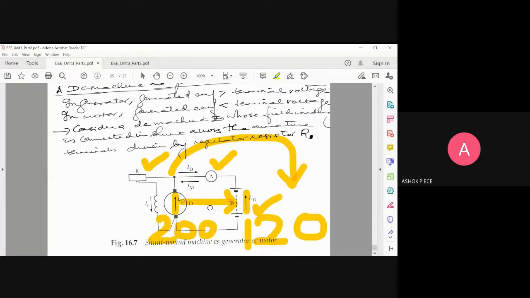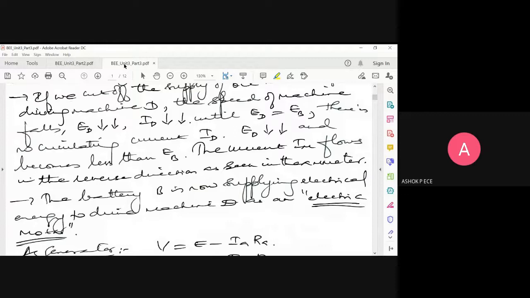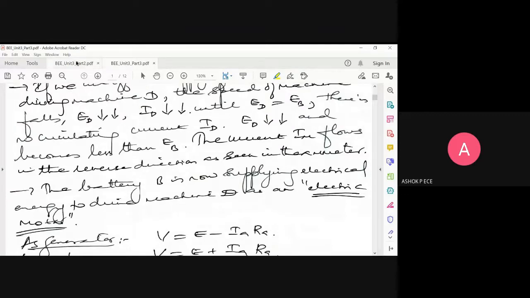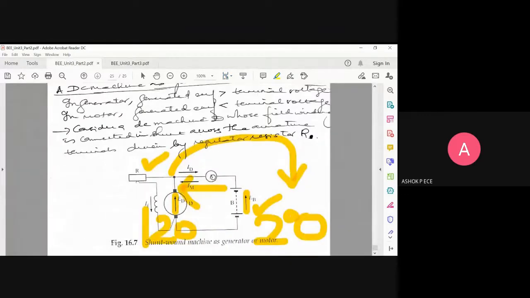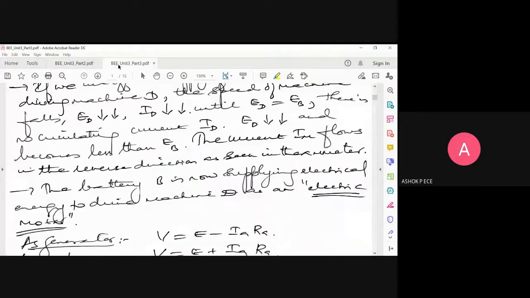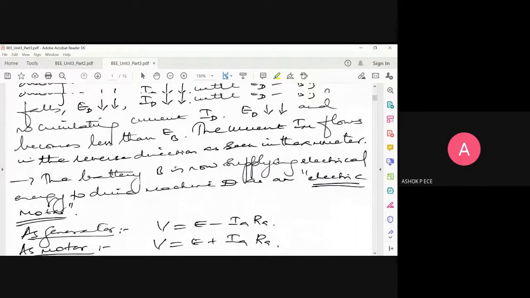Now the case is that the battery has 200 and ED is going to be 120. So the potential is higher on the battery side, and the current will flow this way, from 200 to 120. In that case, I am going to call it IM. See, the direction is reversed. The ammeter will be detecting this IM current. In that case, your machine will work as a DC motor.